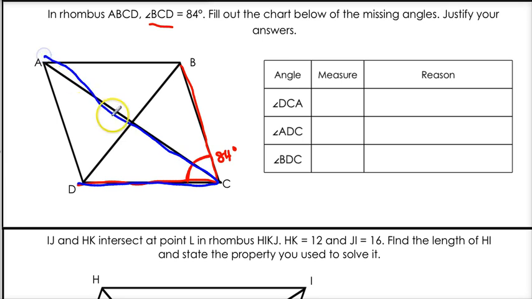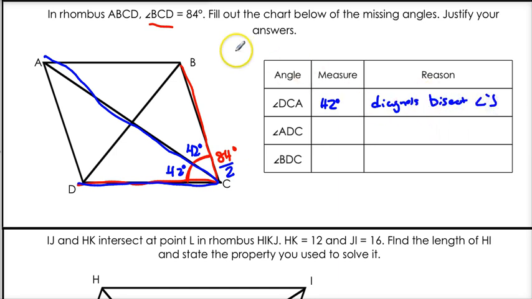And that's pretty easy to find. The reason is, I know that the diagonals bisect the angles. So if the whole angle is 84, all I have to do is cut it into two congruent pieces, and what you get is that this is 42 and this is 42, because the diagonal cut this angle in half. So DCA is 42 degrees because diagonals bisect the angles.